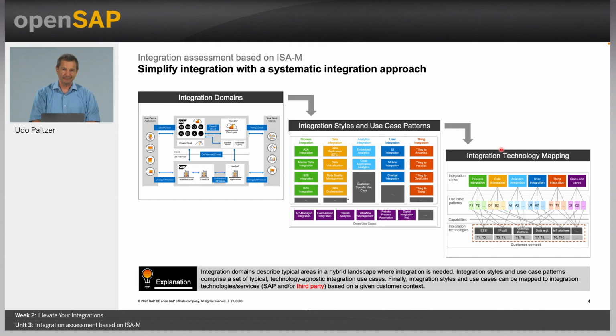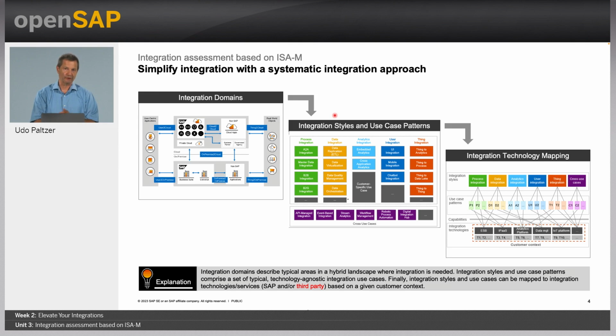Here is an example of how the SAP Integration Solution Advisory Methodology is defined. It starts with high-level integration domains, such as on-premise to on-premise integration, on-premise to cloud and cloud-to-cloud integration, integration with users, and integration with devices, which can then be broken down into underlying integration styles, like process integration, data integration, and analytical integration. And these integration styles can be further broken down into so-called integration use case patterns.